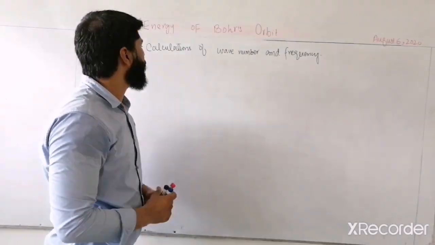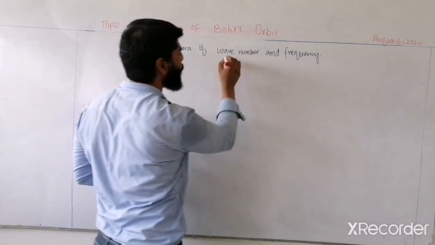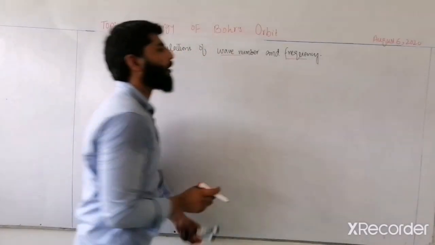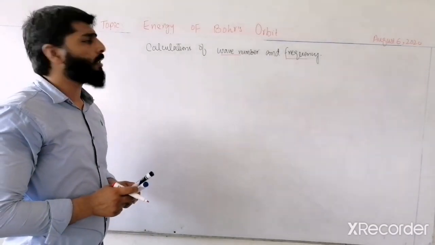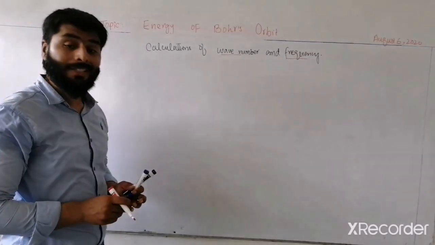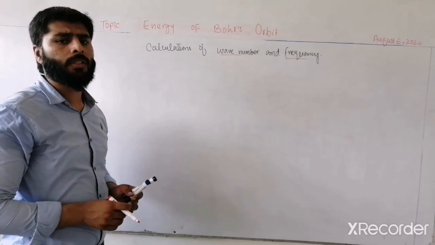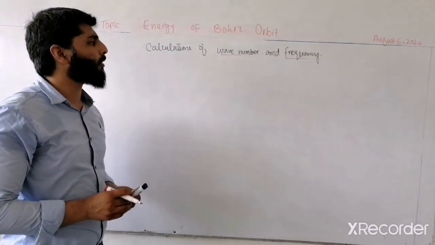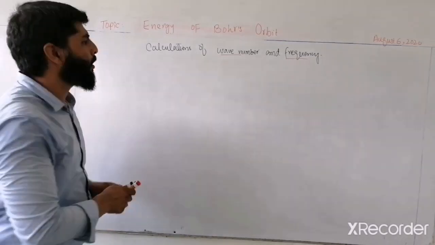Assalamualaikum, dear students. Today we will discuss the calculation of wave number and frequency of the revolving electron around the nucleus. Students, in the previous lectures we have thoroughly discussed the radius and the energy of the revolving electron around the nucleus. Now we will discuss frequency and wave number of the revolving electron.